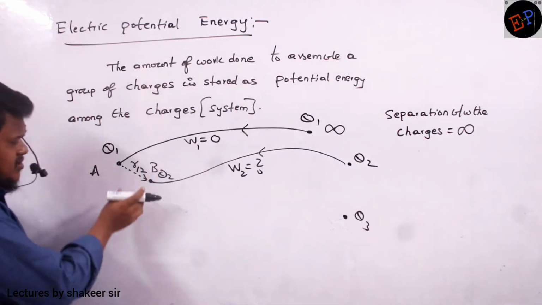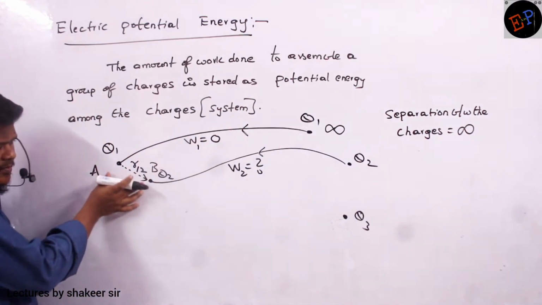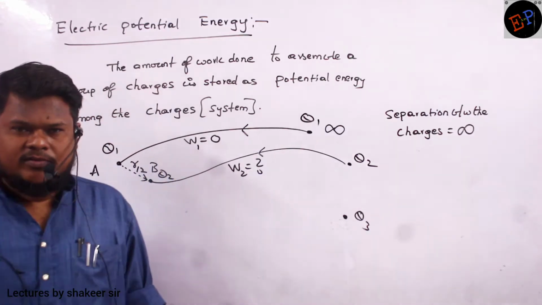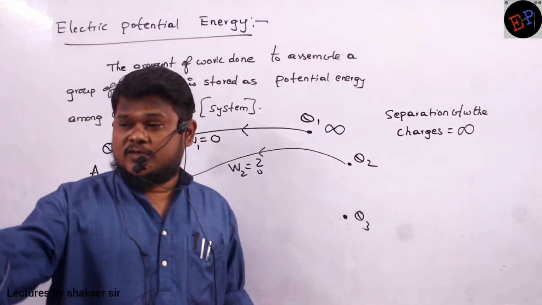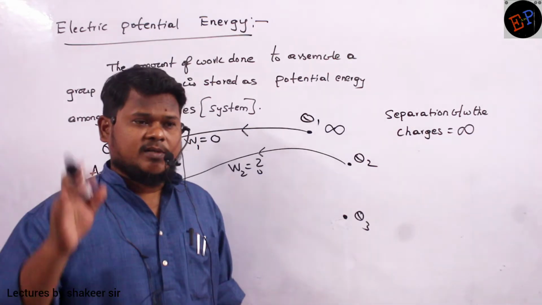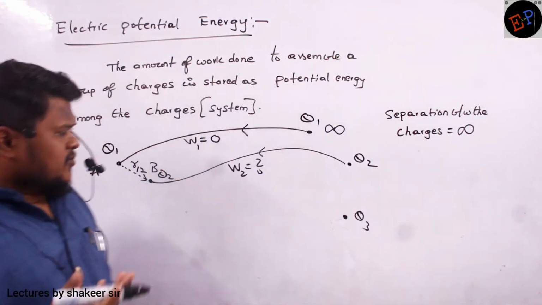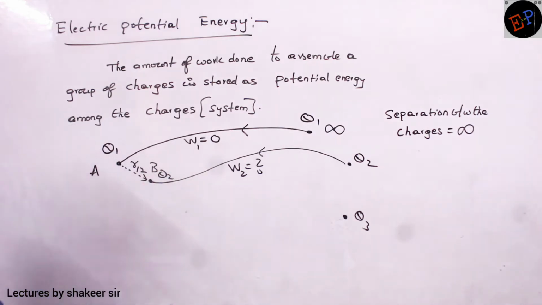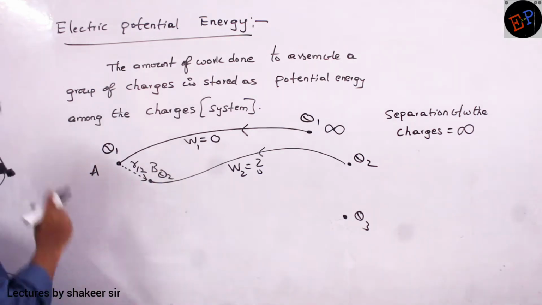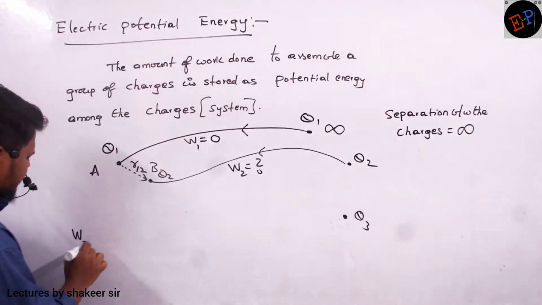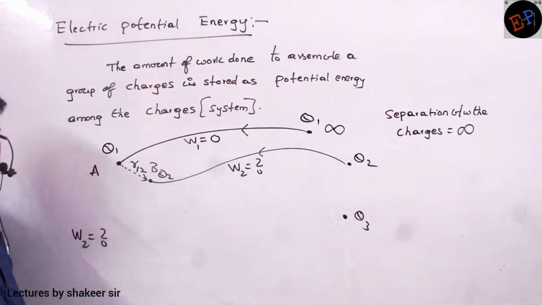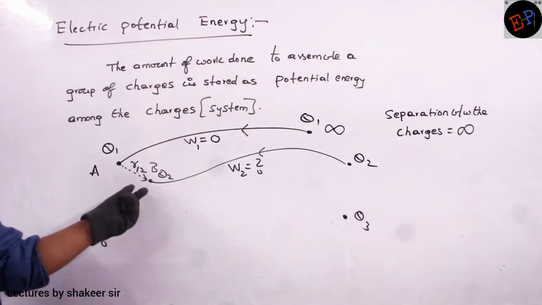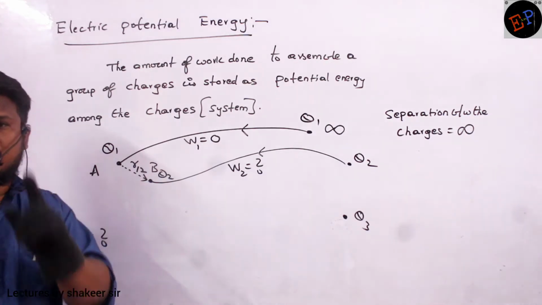Because these two are positive charges, no? So in between them definitely there is some force of repulsion. To oppose that force of repulsion, definitely I have to apply some force. Force is also there, displacement is also there, no? So definitely work is present. Are you able to understand? Now can you say, how can I calculate this W2? Work done on the second charge to place it at this position B, how much work do I have to do?